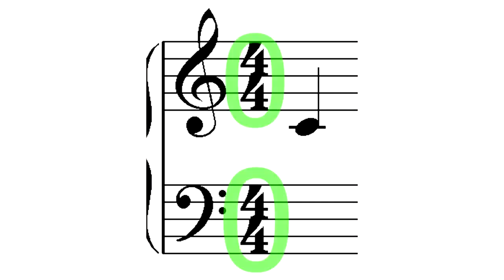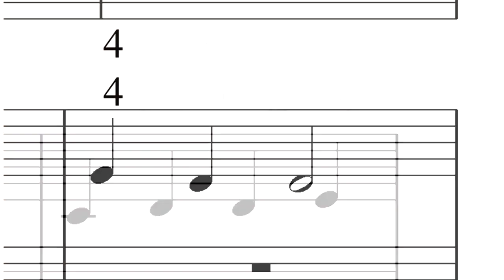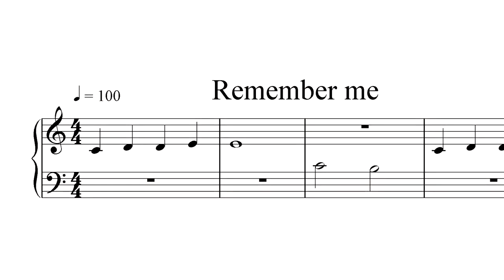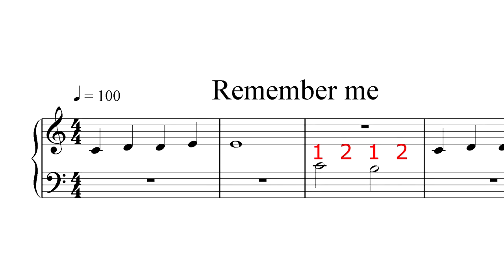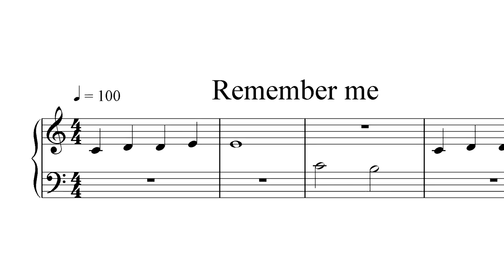This symbol here is called the time signature. It determines the metric. Every 4 quarter notes or equivalent, we will have a new bar. To play this with the correct rhythm, I suggest you use ta for quarter notes, for example, ta, ta, ta, ta. 1, 2 for half notes, and 1, 2, 3, 4 for whole notes.